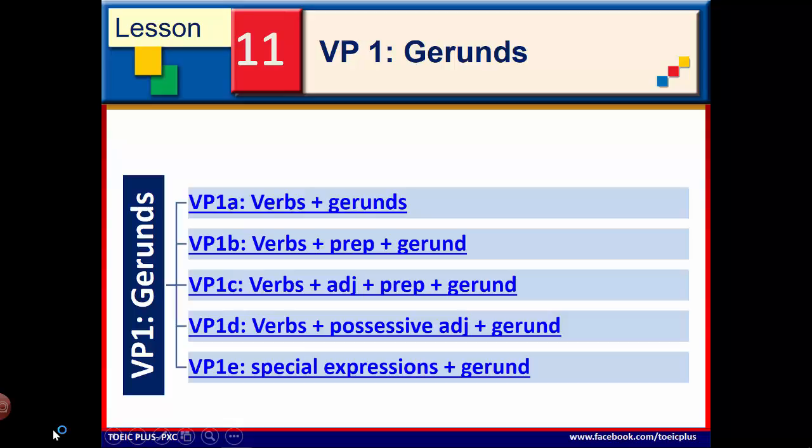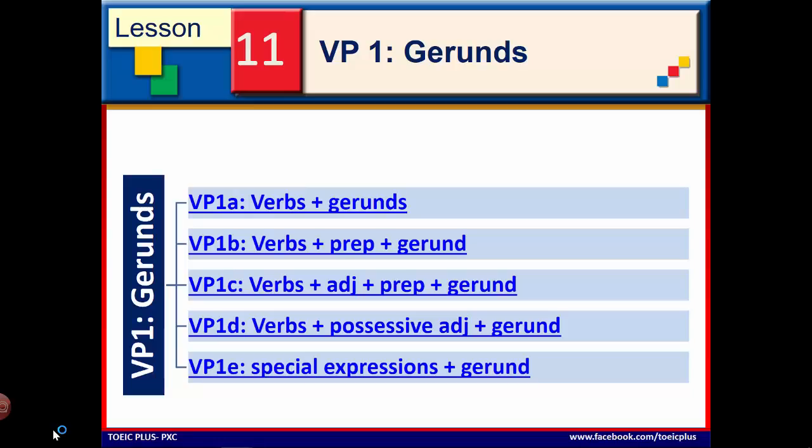1A? Verbs and gerunds. 1B? Verbs, preposition, gerunds. 1C? Verbs, adjective, preposition, gerunds. 1D? Verbs, possessive adjective, and gerunds. And 1E? Special expressions and gerunds. Okay, 1A? B? Verb, preposition, gerund. C? Verb, adjective, preposition, and gerund. D? Verb, possessive adjective, and gerund. E? Special expressions and gerund. Verbs and gerunds.